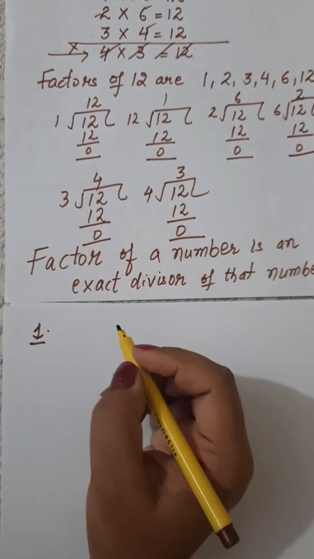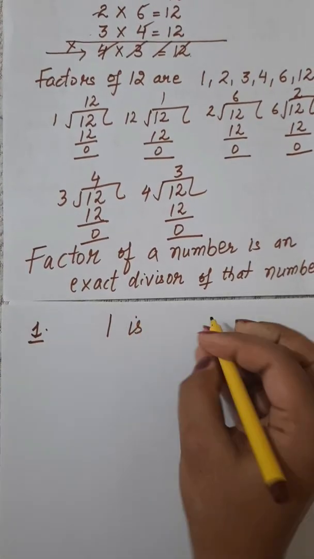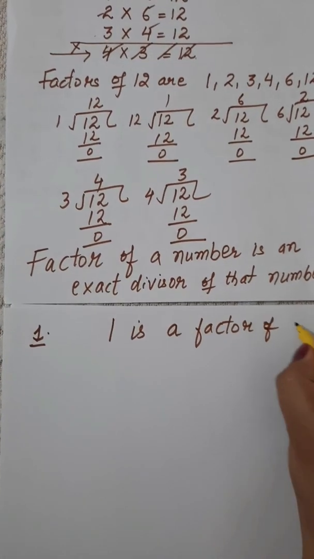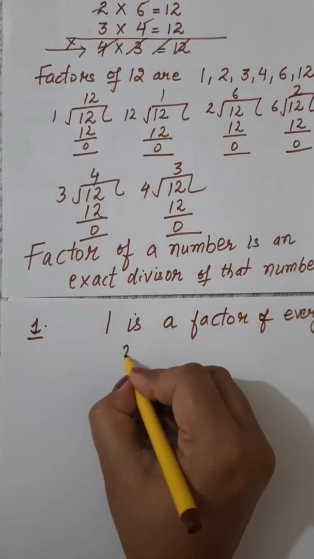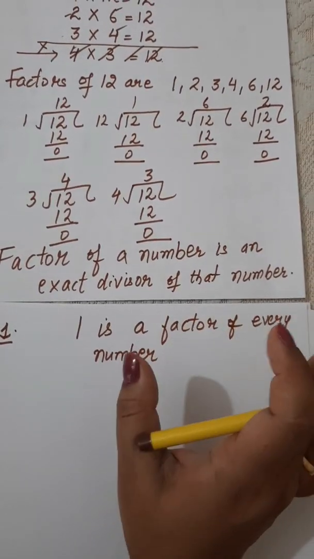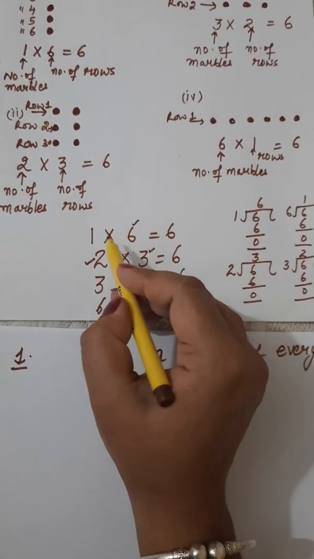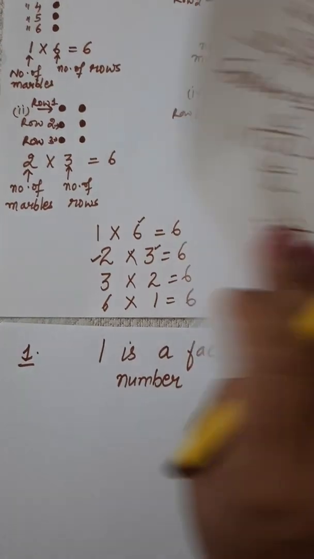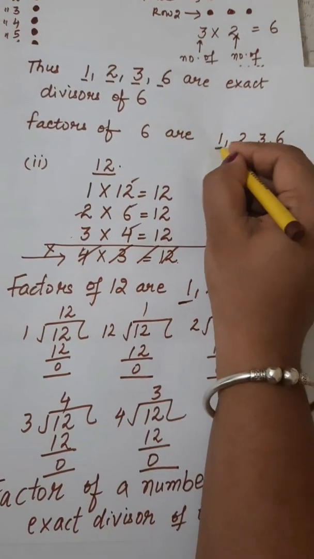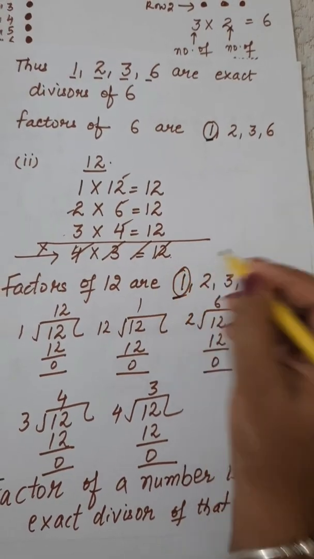The other point we conclude from this: 1 is a factor of every number. If I have to find the factors of a given number, 1 is a factor of every number. So when we have to find the factors of 6, we get 1 and 6. So 1 is a factor. When we find the factors of 12, again we get 1. So in every number, if you have to find the factors, 1 is a factor of every number.